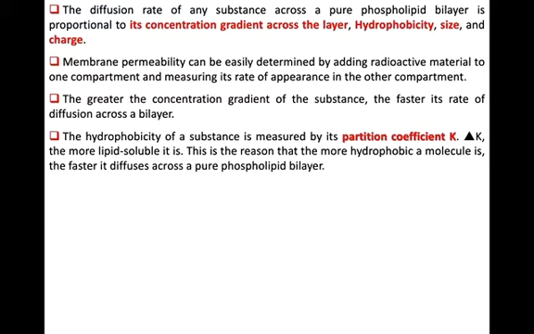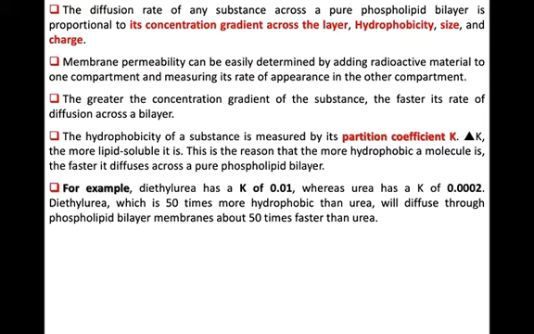And this molecule will be characterized by a high partition coefficient K. For example, diethylurea has a K of 0.01, whereas urea has a K of 0.0002. So in this case, diethylurea is actually 50 times more hydrophobic than urea. So obviously it will diffuse through the phospholipid bilayer about 50 times faster than urea.